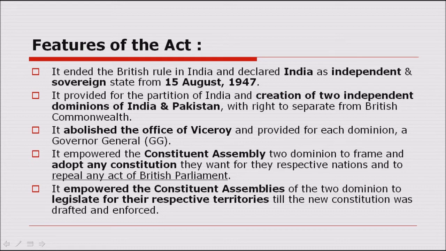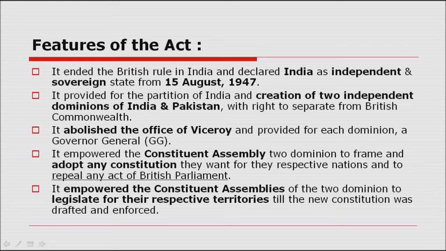The British Commonwealth of Nations is the group of nations who were the colonies of the British Empire at some point of time. It also abolished the office of Viceroy, which was a very powerful office during the entire rule of the Britishers in India, and it provided for each dominion a Governor General. It empowered the Constituent Assembly of the 2 dominions to frame and adopt any constitution they want for their respective nations and to repeal any act of the British Parliament.